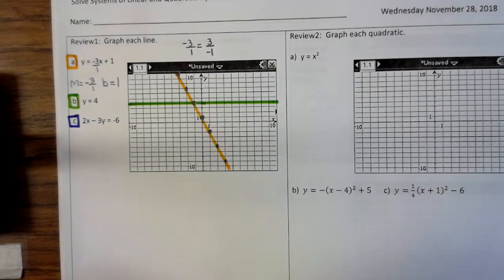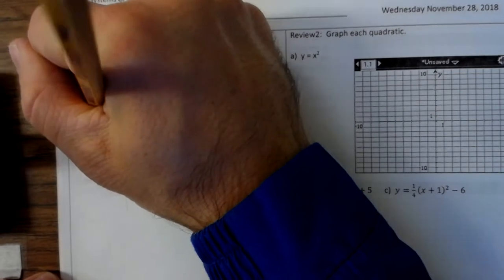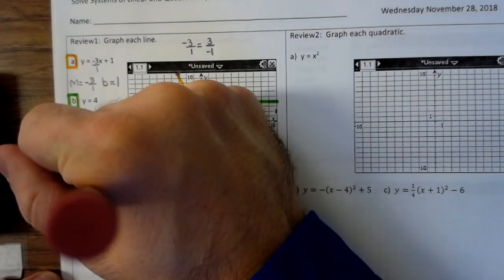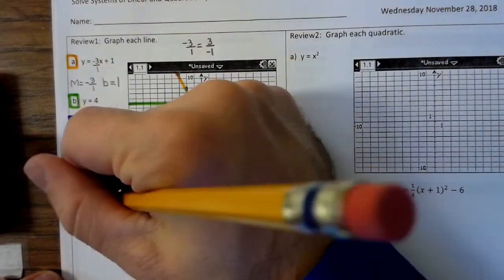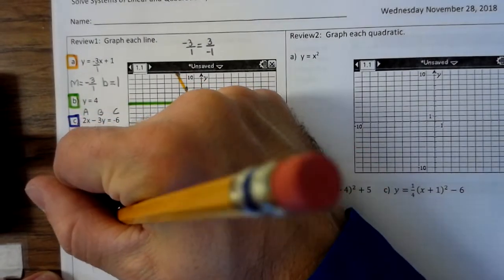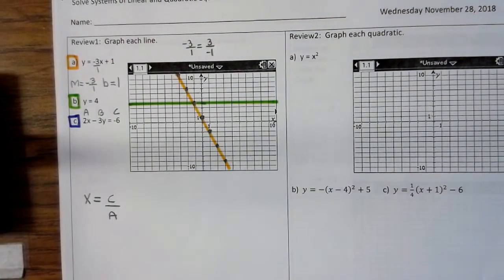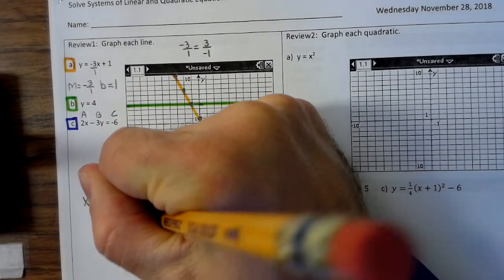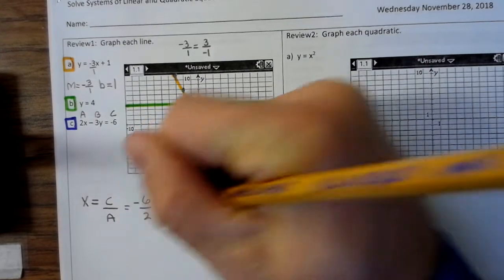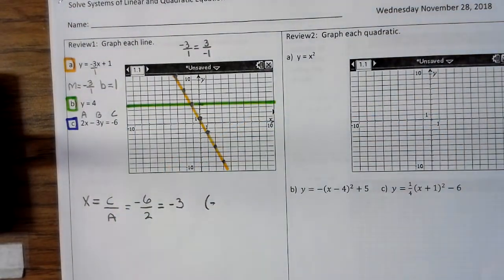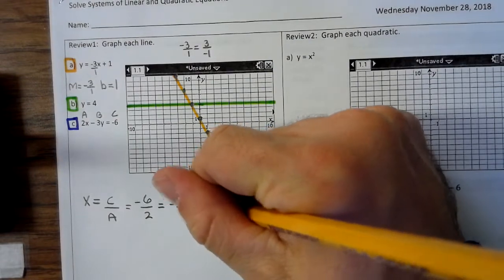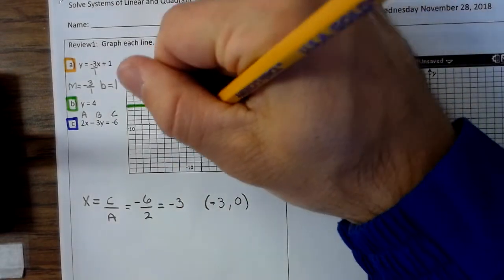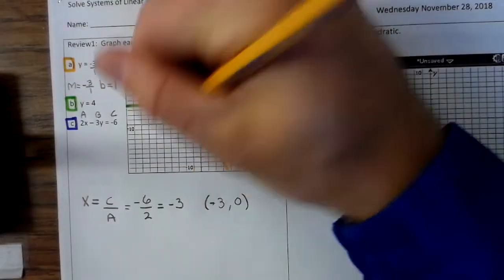Now, we want to label A, B, and C. And so our x-intercept is C divided by A, which in this case is negative 6 divided by 2, which equals negative 3. So our x-intercept is negative 3, 0. So negative 1, 2, 3, 0.